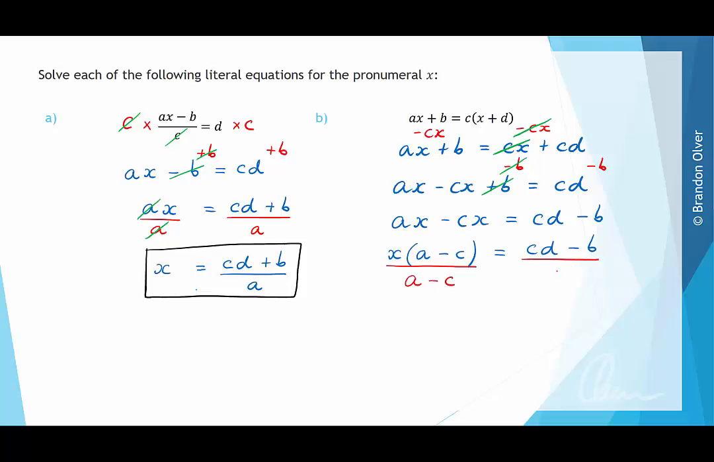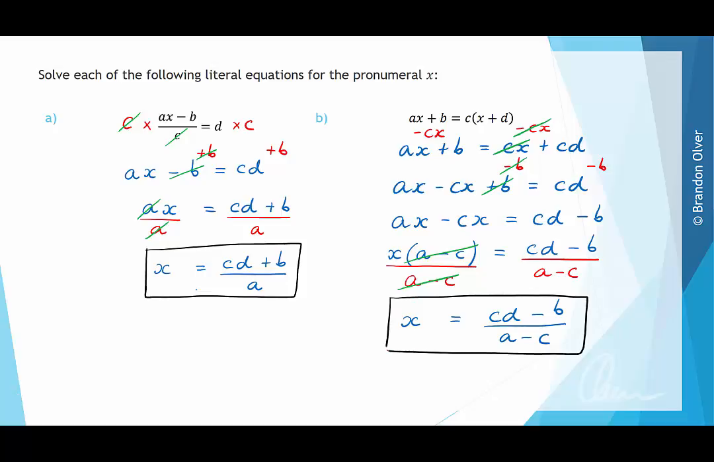So we need to do that on both sides, so we'll divide that side by a minus c as well. So this and this will cancel as they are a common factor to the denominator and the numerator, giving x is equal to c times d minus b divided by a minus c. So that is the answer for the literal equation in part B.